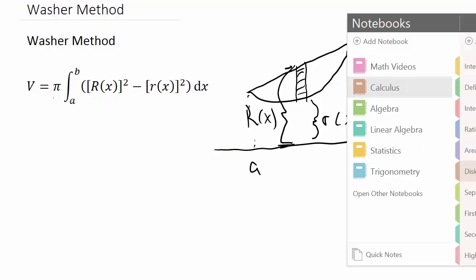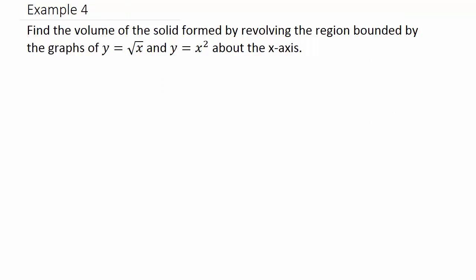Alright, so let's take a look at this fourth example. Find the volume of the solid formed by revolving the region bounded by the graphs of y equals square root of x and y equals x squared about the x-axis.